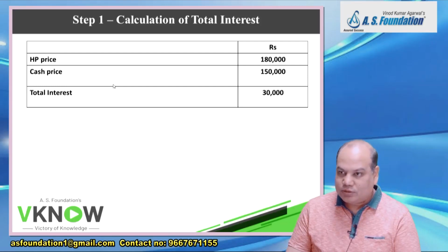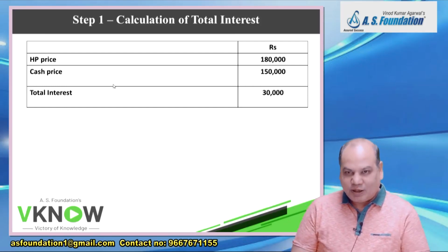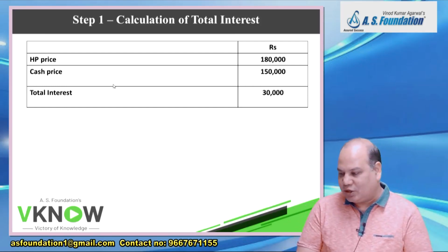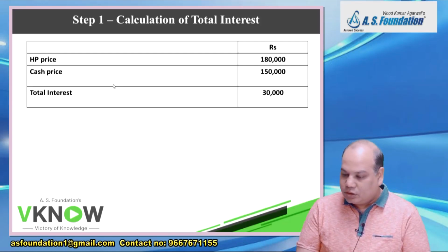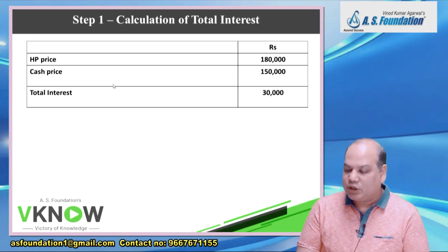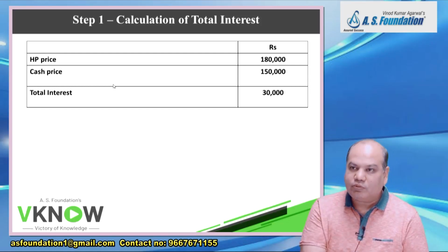Calculation of total interest. HP price 1,80,000 given. Cash price is 1,50,000, that is also given. Now total interest will be HP price minus cash price, 30,000.